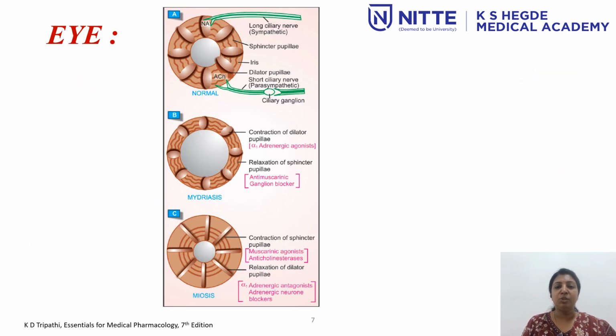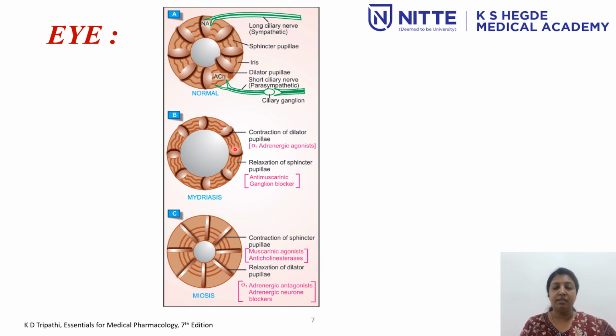Next, coming to the action on the eye. Atropine can act on the circular muscles of the iris. If you remember the muscles of the iris, we have the circular muscles or the sphincter pupillae, and then you have the dilator muscles known as dilator pupillae. The circular muscles are innervated by the parasympathetic nervous system, whereas the dilator pupillae is innervated by the sympathetic nervous system.